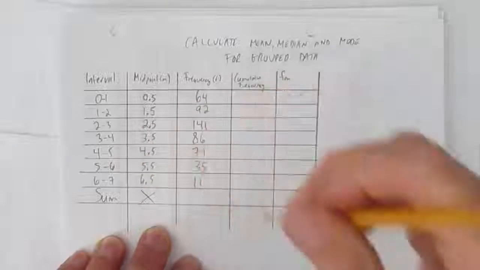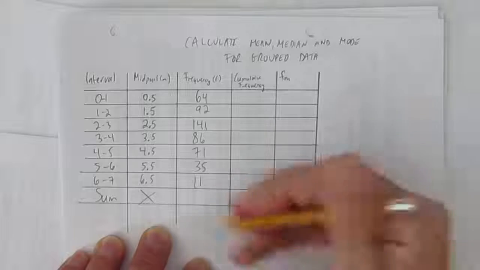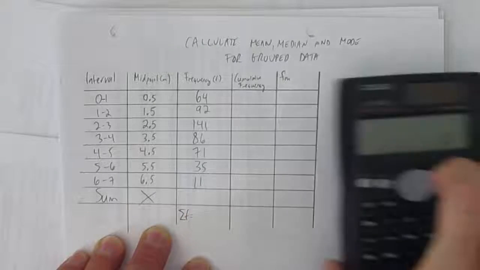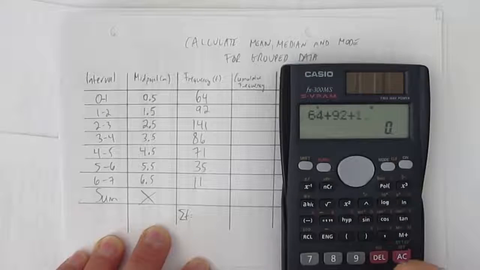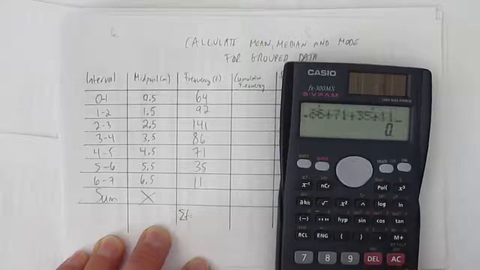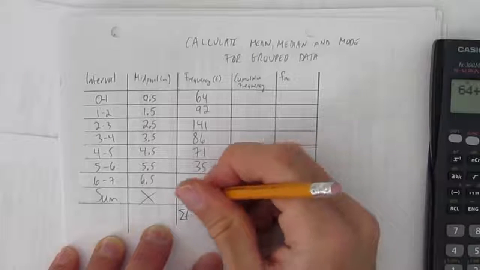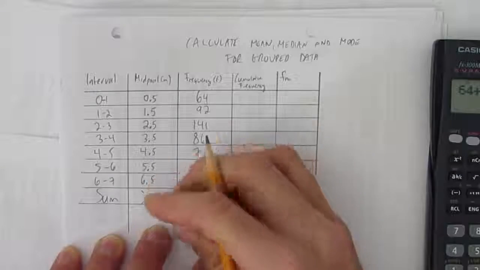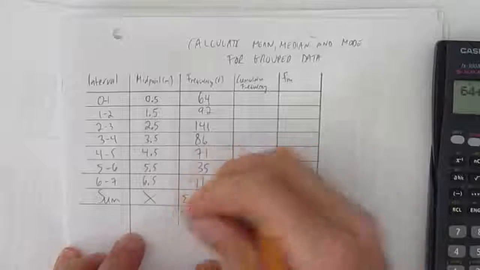So we write down all the midpoints, but we never sum the midpoints. It's not useful. It doesn't provide any information we need. We do want to sum the frequency though. Let's put a little sum of the frequencies here. And let's take out our trusty calculator. 64 plus 92 plus 141 plus 86, 71 plus 35 plus 11. And you get 500. Sum of f equals 500. So we have 500 total things in this set.